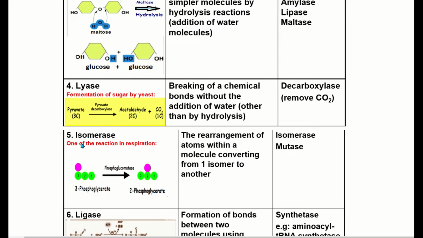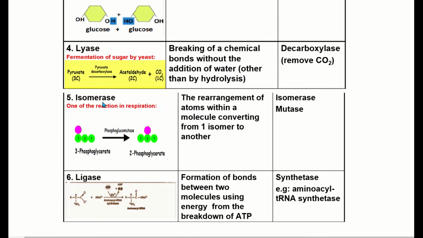Kelas isomerase nombor 5, isomerase. Maksud dia rearrange the atom within a molecule, converting from one isomer to another. Isomerase ni senang jugalah. Kat sini you nampak ada 3-phosphoglycerate. Ada fosfat dekat karbon nombor 3. Kita letak enzim phosphoglucomutase contoh. Kita letak isomerase lah kat sini. Ubah fosfat itu dah dekat karbon nombor 2, tukar tempat, rearrangement of atom.